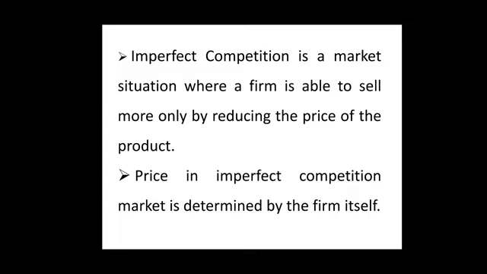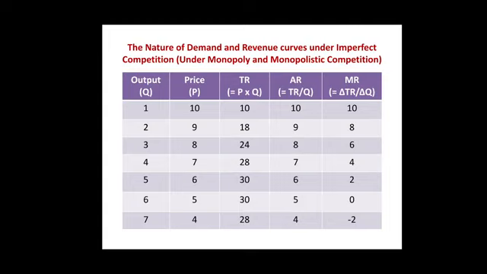So, when a firm has partial or full control over price, as is the case in imperfect competition, it can sell more of a product only by reducing the price of the product. So keeping this point in mind, that a firm under imperfect competition can sell more only by reducing the prices, we will explain the behavior of total revenue, marginal revenue, and average revenue with the help of a table given here in this slide.